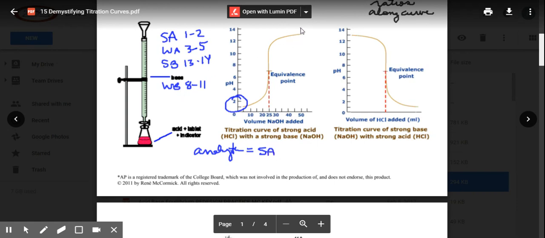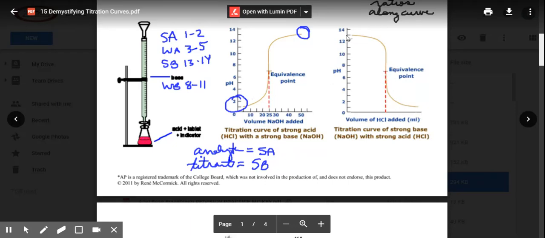The next thing that I do is look at my ending pH. Where my ending pH is tells me what my titrant is. So my analyte is the strong acid from the beginning pH. The ending pH is somewhere around 13, so that tells me that my titrant is a strong base. So if I look at my experiment, what would be in the burette is a strong base, and what would be in my flask is a strong acid. So this is a strong base, strong acid titration.